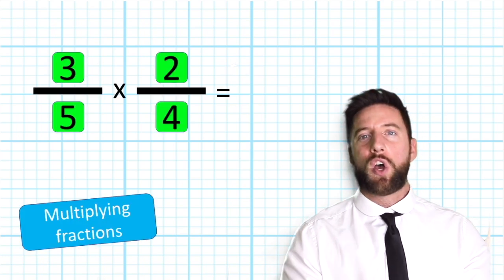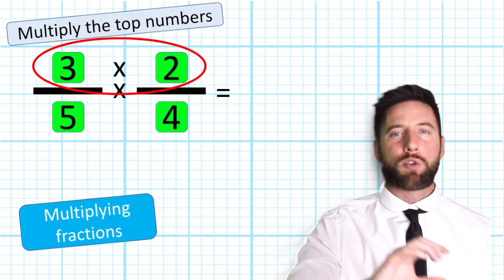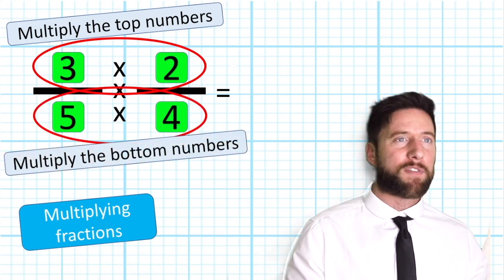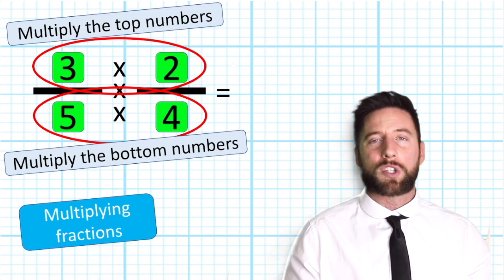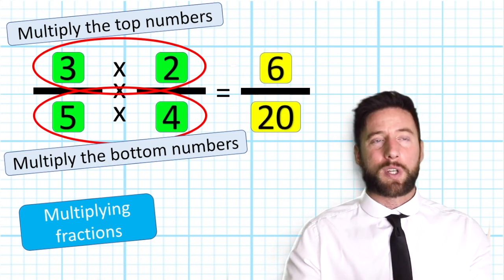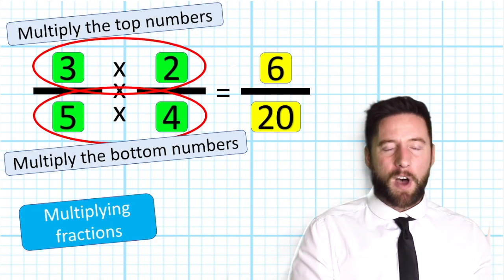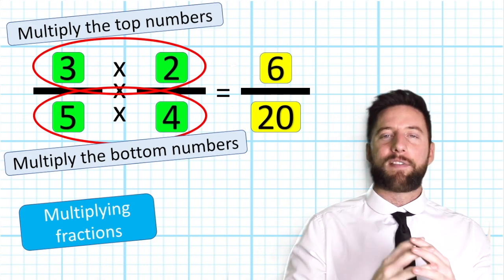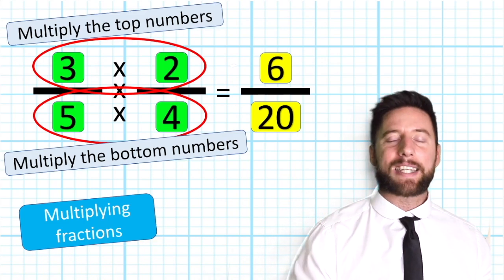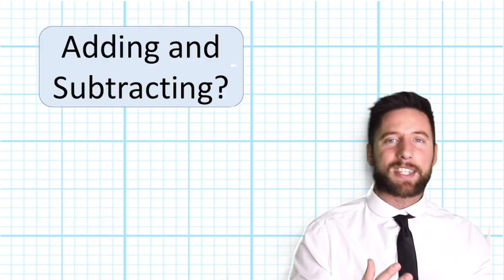So if you have looked at multiplying fractions, you will know that it's very simple. All we do is we multiply the top numbers and we multiply the bottom numbers. So if we have 3/5 multiplied by 2/4, then all we need to do is multiply the top numbers. 3 times 2 is 6. Bottom numbers, 5 times 4 is 20, giving our total of 6/20.